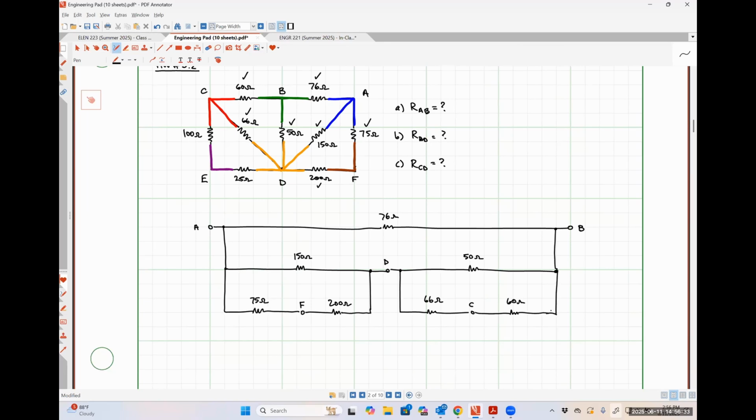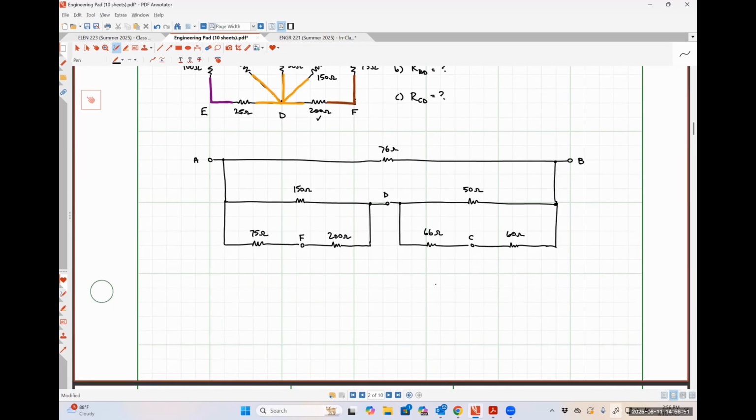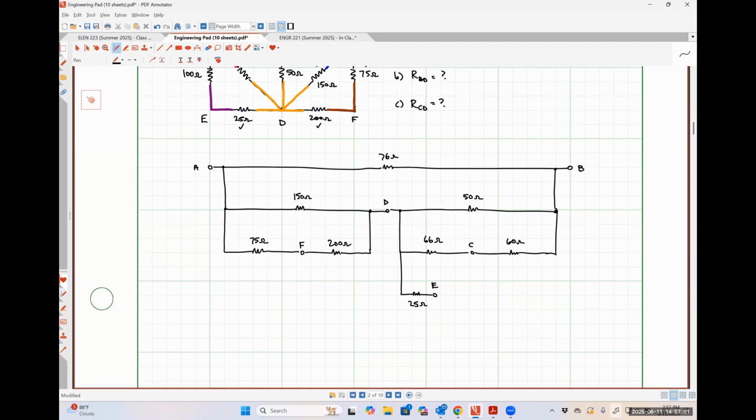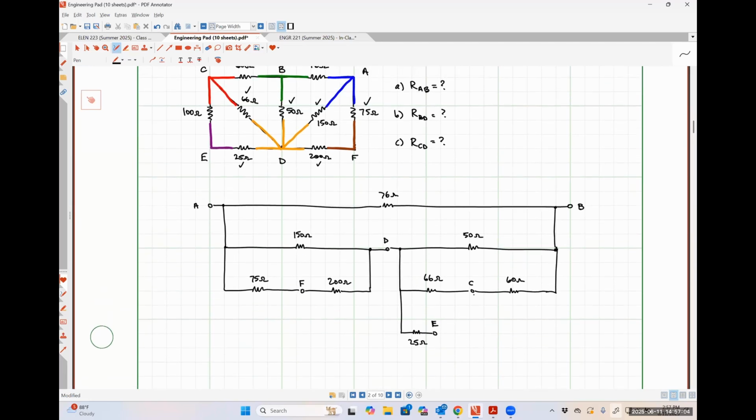Like so. And then now I can see that there is an alternative path for me to go from D to C. So instead of going directly through the 66 ohm resistor, I could instead have gone from D to E to C. So I'm going to put E here. From D to E is the 25 ohm resistor, and from E to C is the 100 ohm resistor.